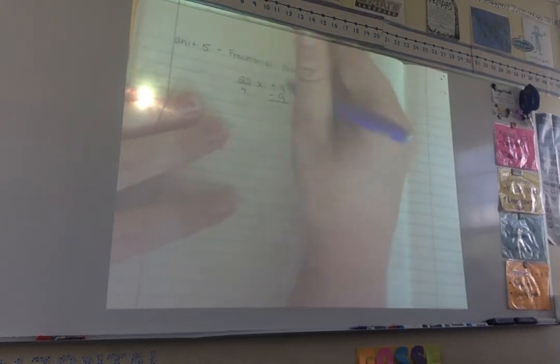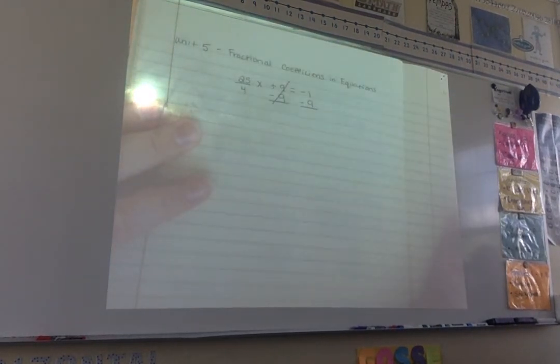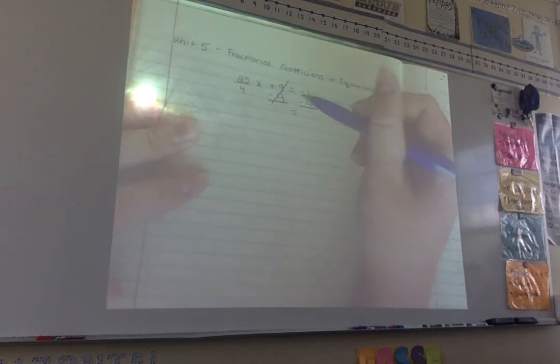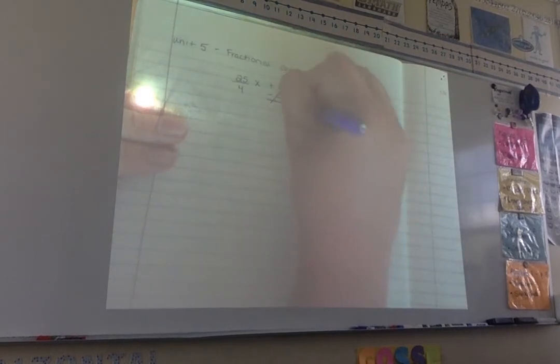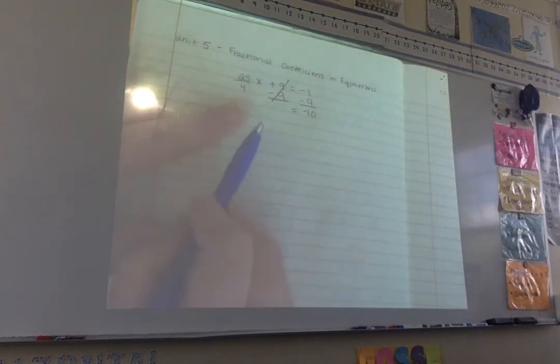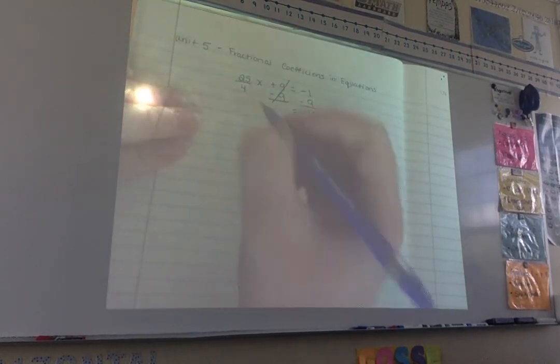Positive 9 minus 9 leaves me with 0, so I'm just going to cross that out. Negative 1 minus 9 gives me a new total of negative 10. Good, negative 10. And what's left on the left side? 25 over 4x.